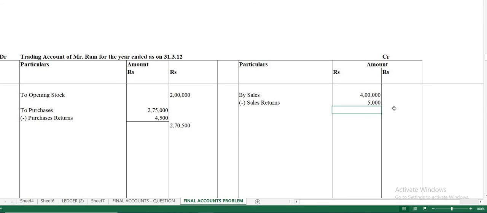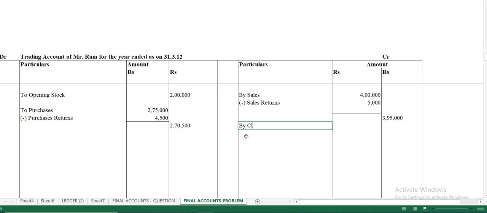So subtract these two things and show the final amount. So 3,95,000 I think so. That amount should be shown here. Now other than this, what other items will appear in the trading account? You have to think it over.